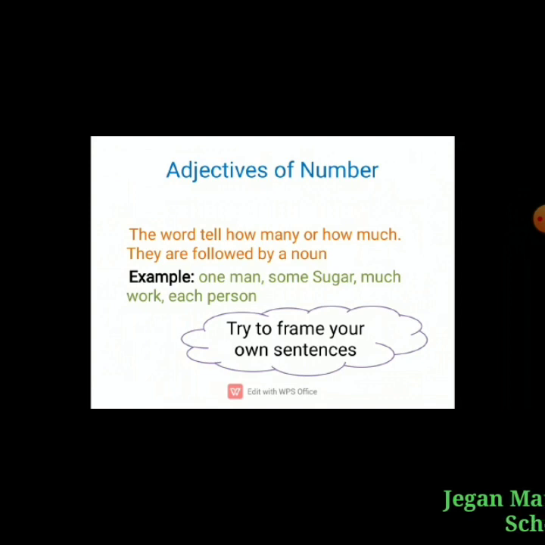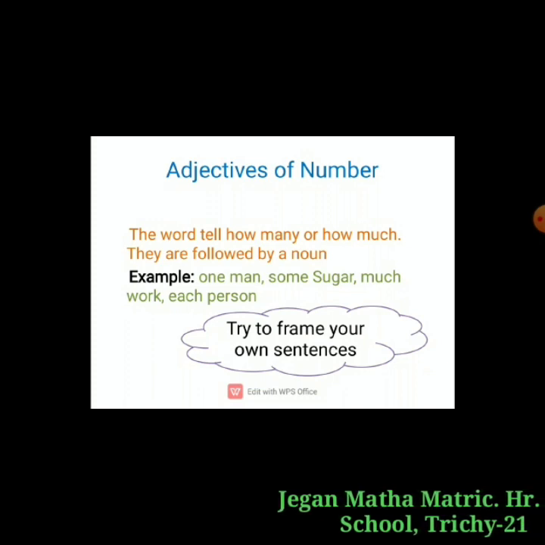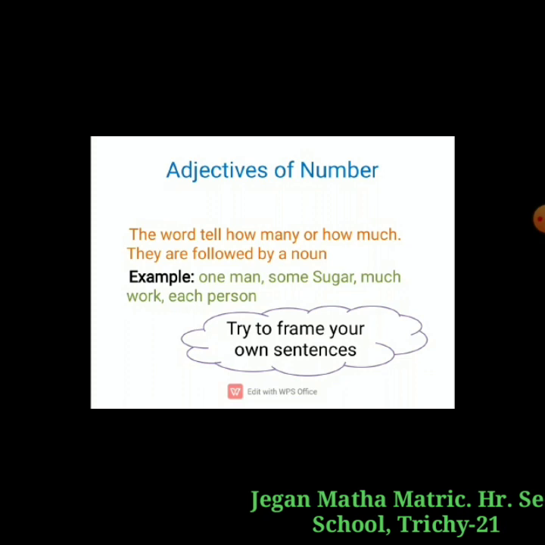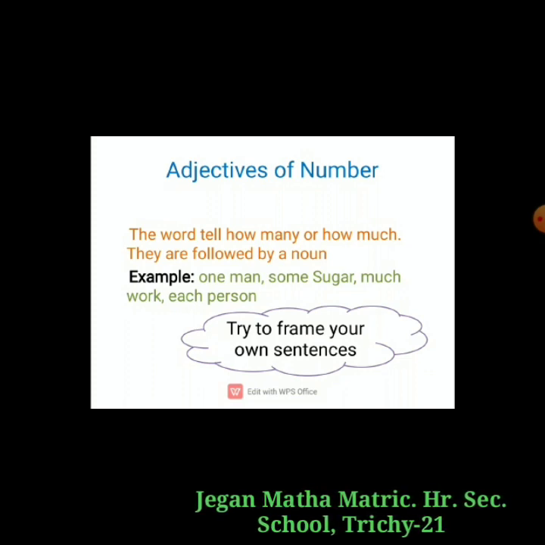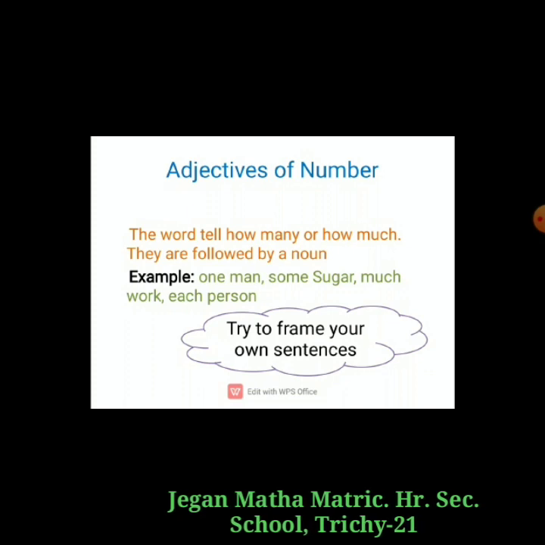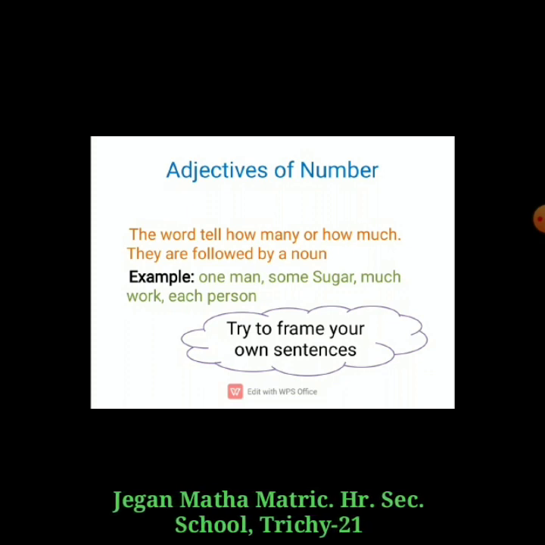Adjective of number falls into two groups. One is definite numeral adjective, another is indefinite numeral adjective. Definite numeral adjectives we can easily identify: we use them for an exact number. For example, I have 2 pens. An exact number, 2, 3, 4, 5, whatever it is. If we refer to an exact number, it is called a definite numeral adjective.